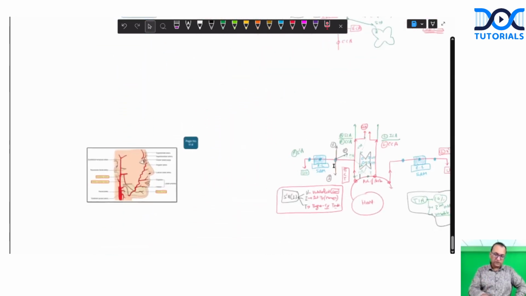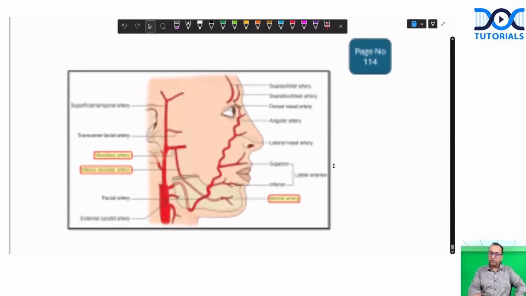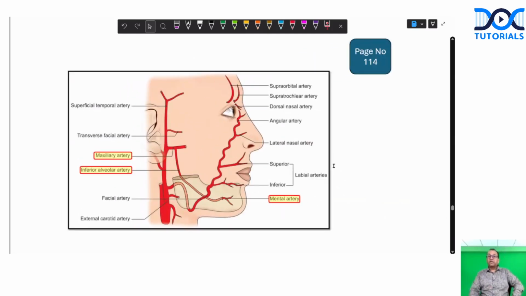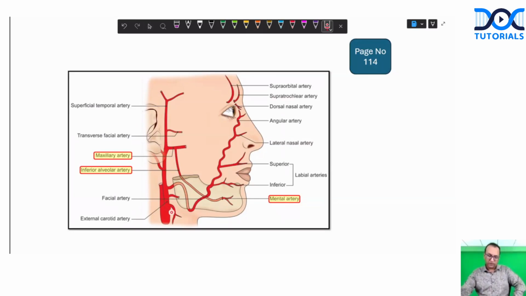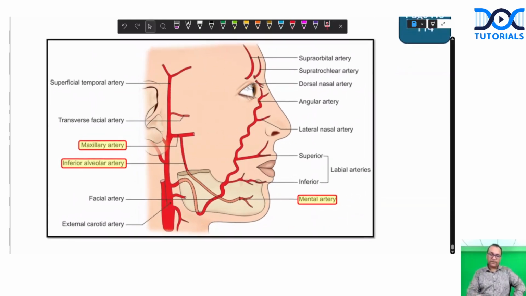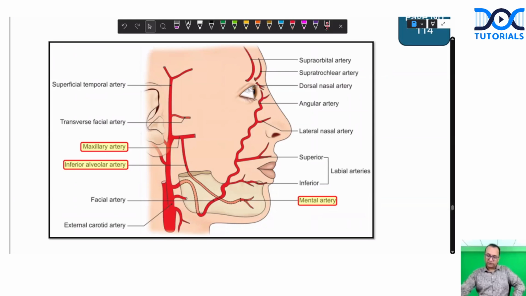But then this diagram you see, page number 114. As you look at this diagram, first of all, you should start with the common carotid artery bifurcating into two branches, internal carotid and external carotid. External carotid gives three anterior branches. The first branch is the superior thyroid artery. The second branch is the lingual artery. The third branch is the facial artery.